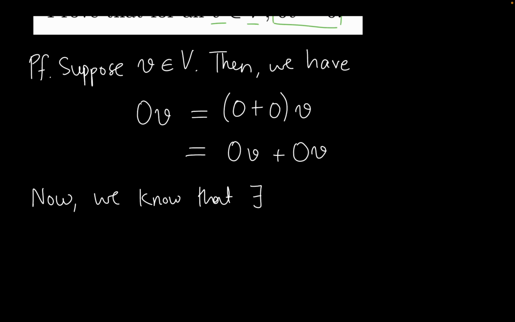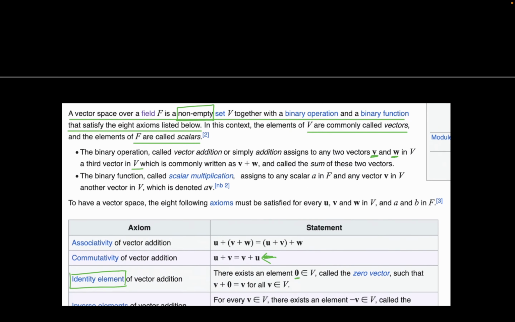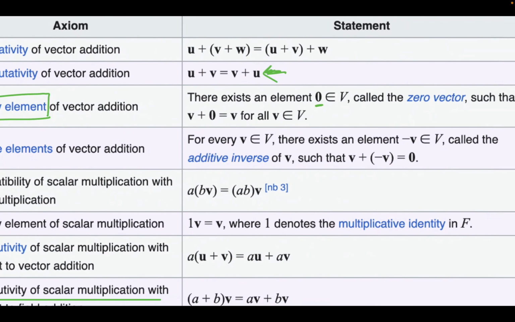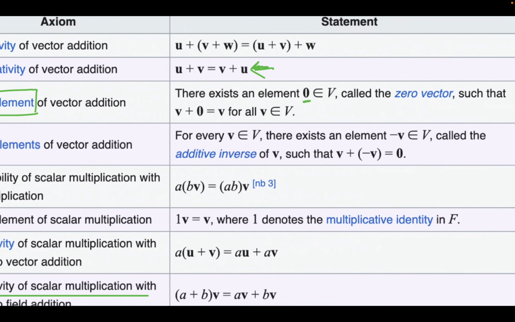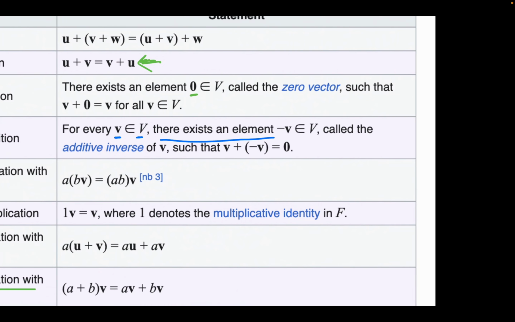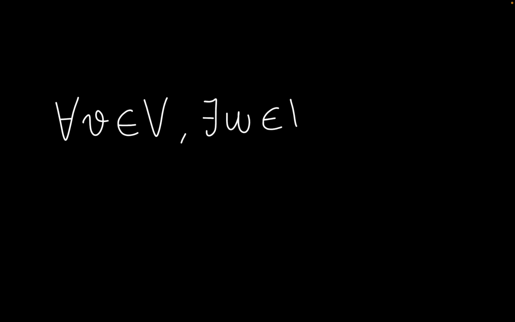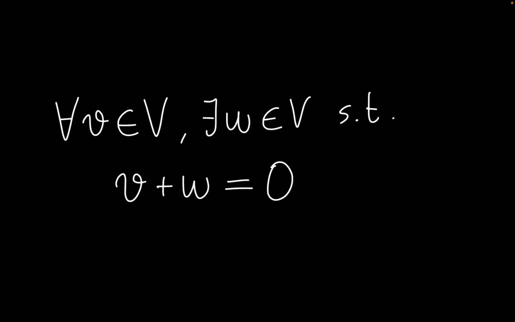there exists... So first, let's look at the property of inverse elements of vector addition. For every vector v in the vector space V, there exists an element which we call negative v. If you wanted to be more abstract about this, you could say for all v in capital V, there exists w in capital V such that their sum v plus w, which is really the addition binary operation, is equal to the additive identity 0, where 0 is the zero vector.